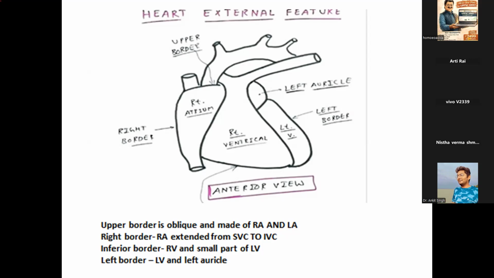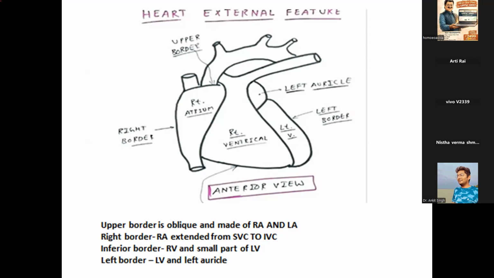Now we see the inferior border. You see the majority portion is by the right ventricle. You can see this is the inferior border, so the majority is contributed by the right ventricle and a smaller portion by the left ventricle. And lastly, the left border. The left border is contributed by the left ventricle and the left auricle, and not the atrium. Auricles are extensions of the atrium, pouch-like structures, and we call them auricles. So the left border is formed by the left ventricle and the left auricle.